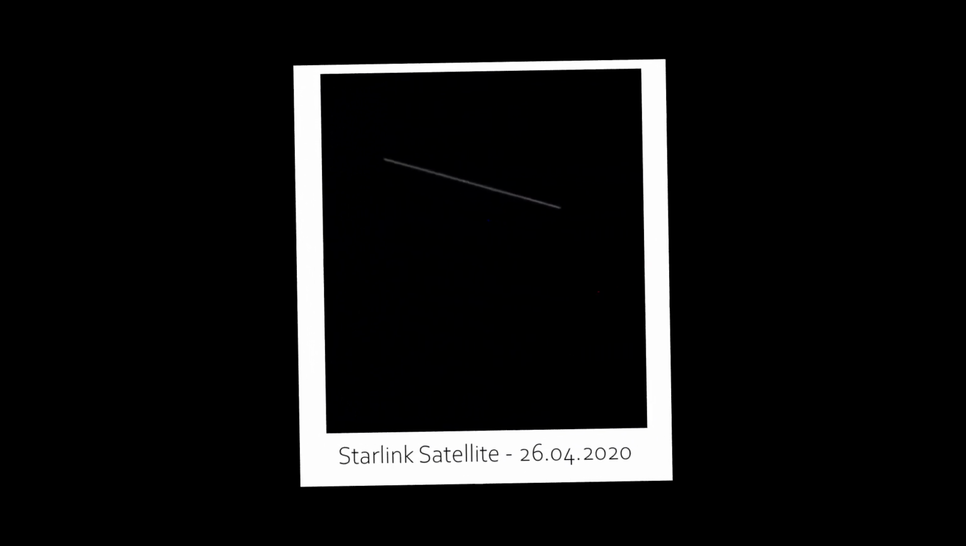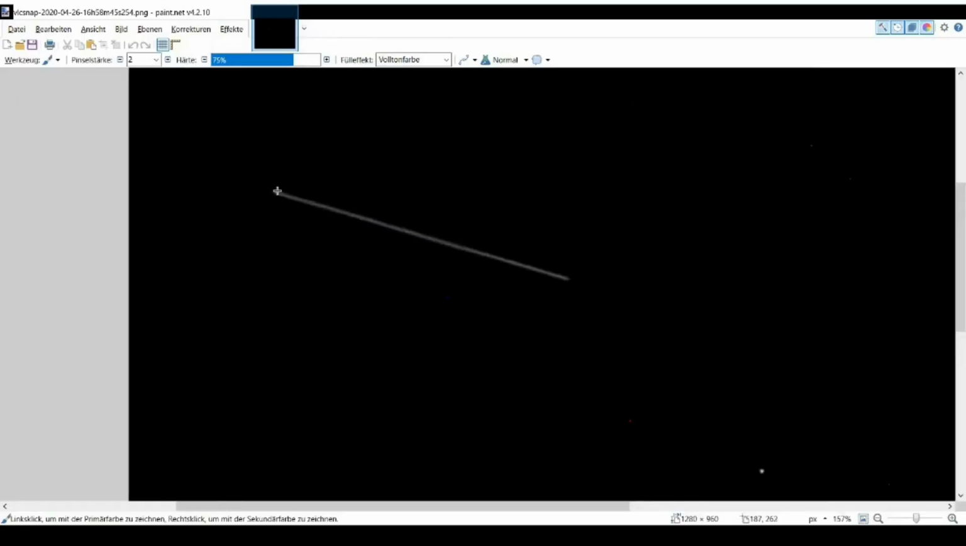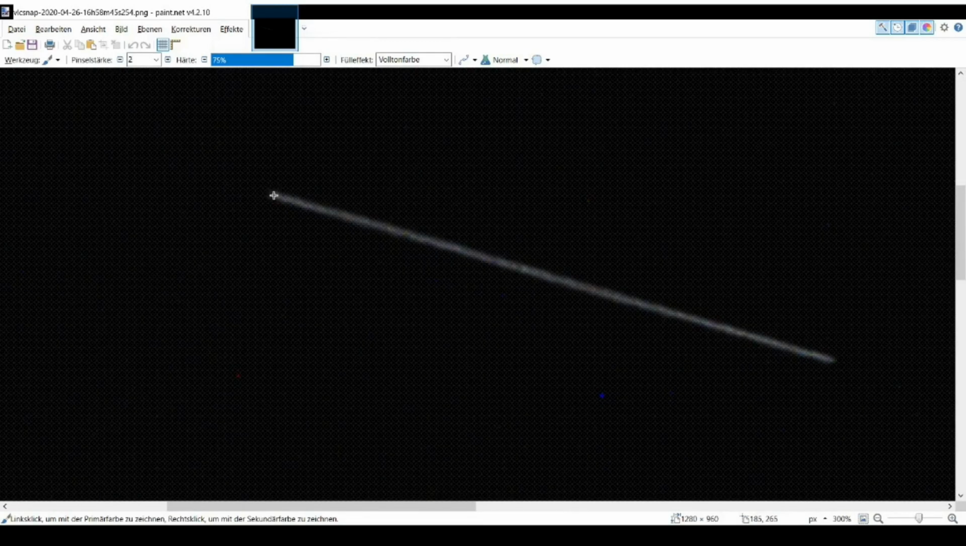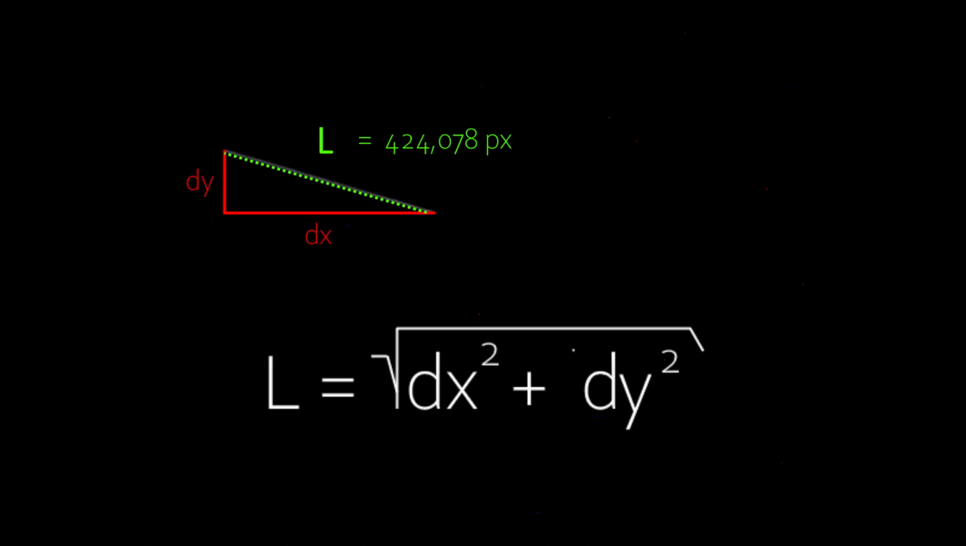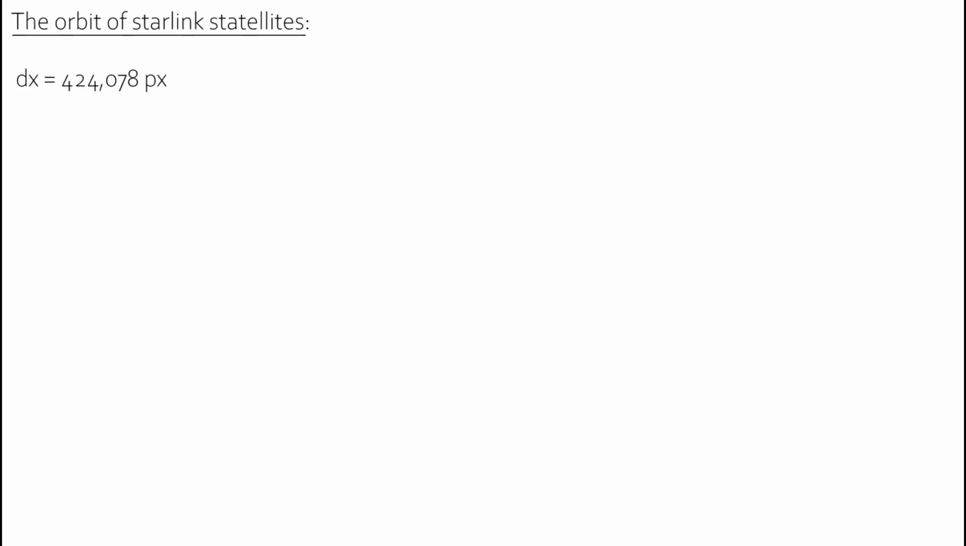First of all, we will examine the information from the image. We measure both points of the satellite stripe and calculate the distance in pixels the satellite traveled on our sensor. In order to do so, we take the difference in x and y axis and calculate the square root of the sum of these squares. Why that? School math and stuff. So there we have the traveled pixels on our sensor, and we call it delta x, and it is 424.078 pixels.